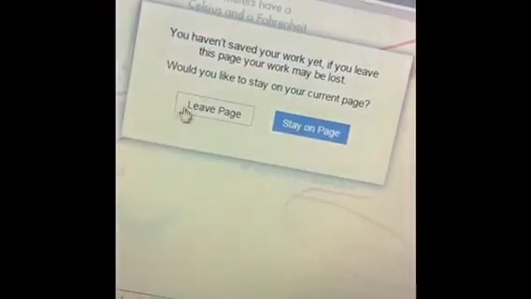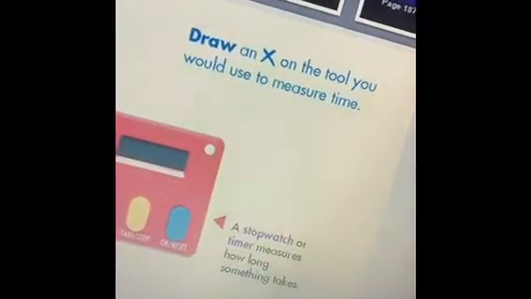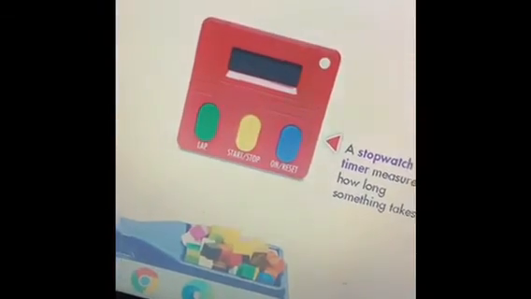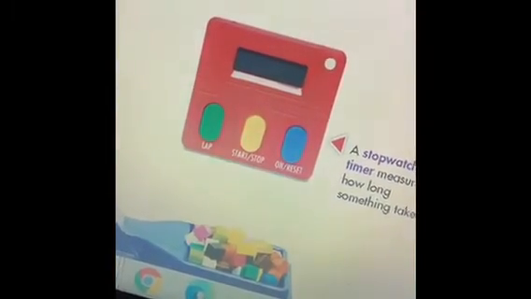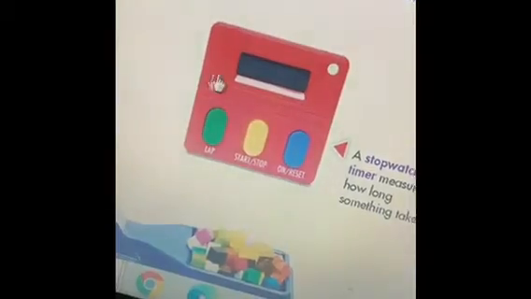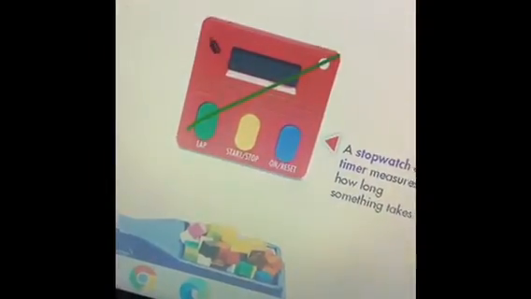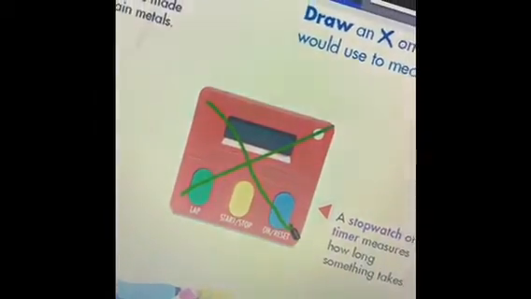Okay, on page 185 we have another question here. Draw one X on the tool you would use to measure time. So which tool would we use to measure time? Of course, the stopwatch. Draw an X on it. So we use the stopwatch to measure time, to measure how long something takes.